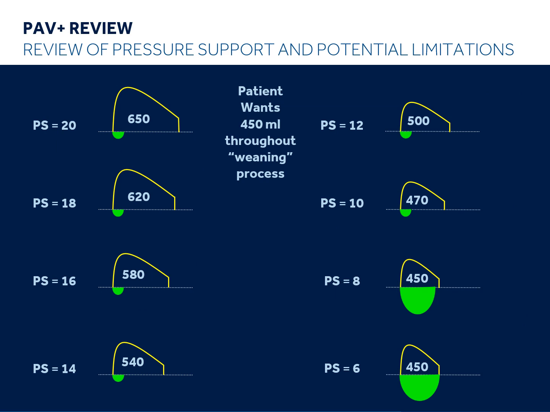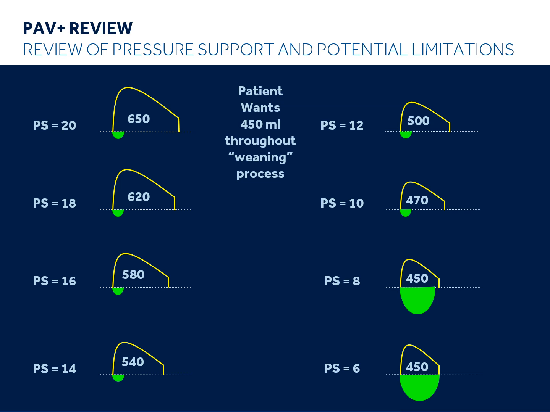Now that we've had a look at how the patient's respiratory center may respond to pressure support ventilation differently depending on whether the tidal volume demands of the patient are inherently being met, let's look at how this could affect a pressure support wean. Our patient wants a 450 ml breath throughout this weaning process, and you can see the tidal volumes that were inherently provided as we decreased the pressure support level from 20 all the way down to 6 centimeters of water. Notice that almost every time we drop the pressure support level, the resulting tidal volume goes down as well.